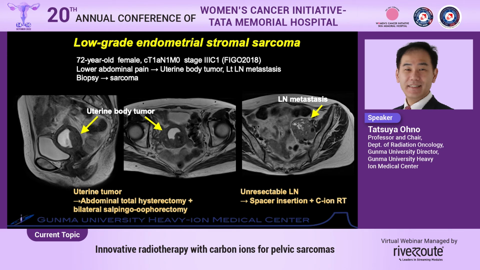When we were consulted about the treatment, we suggested that the uterine tumor be removed by surgery and that the lymph node metastasis be treated with carbon ion radiotherapy. However, the surrounding gastrointestinal tract was a problem when administering a high dose of the carbon ion beams. Therefore, we requested the insertion of a spacer seed between the lymph node tumor and the GI tract at the time of hysterectomy.